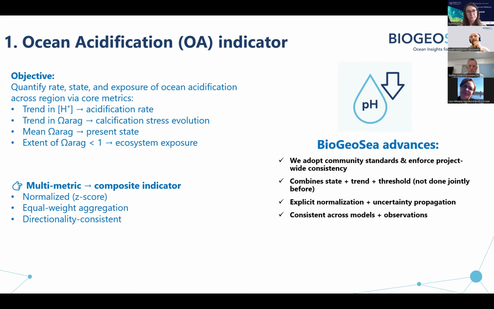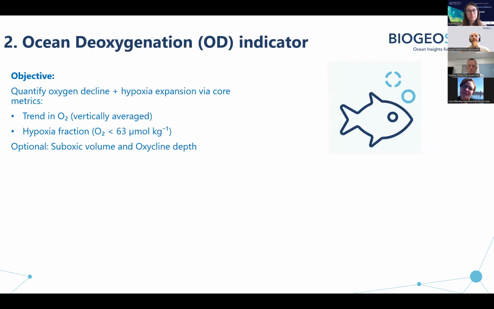So what are our advances? We adopt community standards and enforce project-wide consistency. For this indicator, we combine the state, the trend, and the threshold, which was not done jointly before. We also explicitly normalize in the indicator, and we are very clear in the uncertainty propagation, trying to be consistent across models and observations.